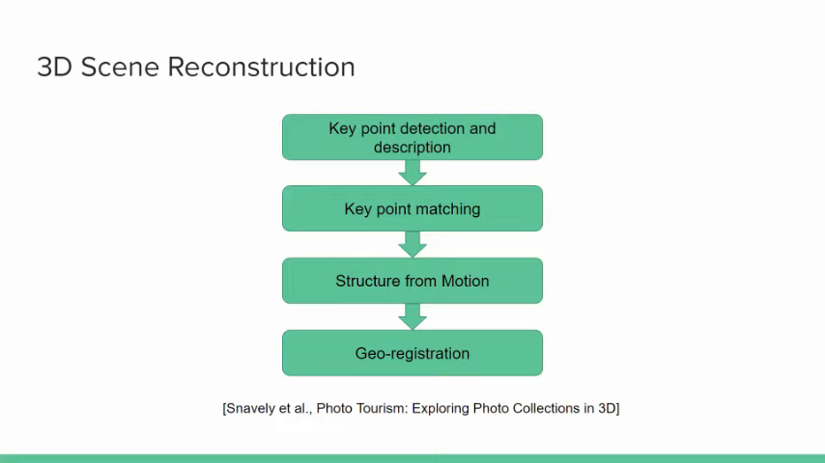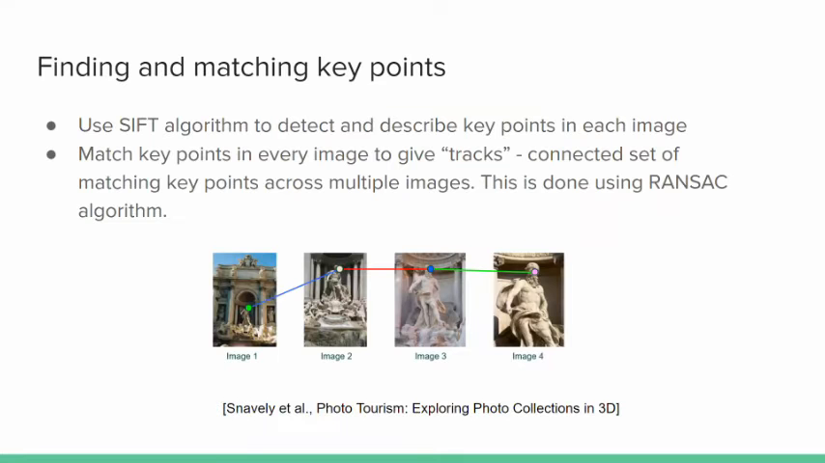So we use a technique called 3D scene reconstruction that makes a rough 3D model of the monument using the provided images. There are 4 steps to this: key point detection and description, key point matching, structure from motion, and georegistration. First up, we'll see finding and matching key points. So key points are detected and described in each image using the SIFT algorithm. And SIFT is preferred because it is invariant to transformations. Once the key points are detected, we can match the key points in different images using RANSAC. So this creates a so-called set of tracks which are matching key points across multiple images.